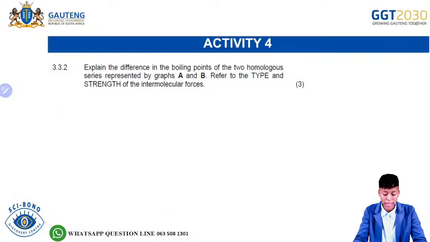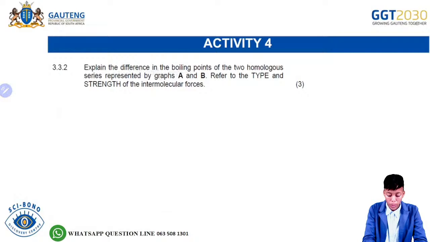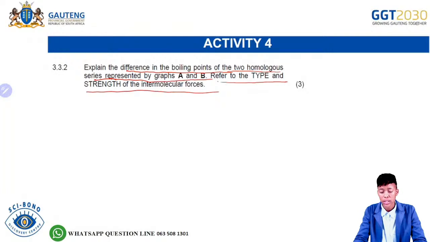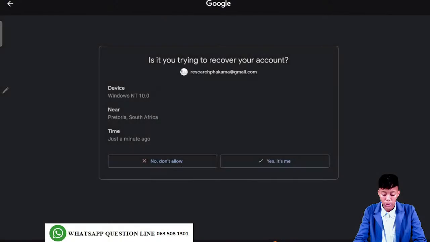Moving on to the next one, 3.3.2: explain the difference in the boiling points of the two homologous series represented by the graphs A and B. So we need to explain the difference in the boiling points of the two homologous series represented by graph A and graph B. And then it says we need to refer to the type and the strength of the intermolecular forces, and this is for a total of 3 marks.